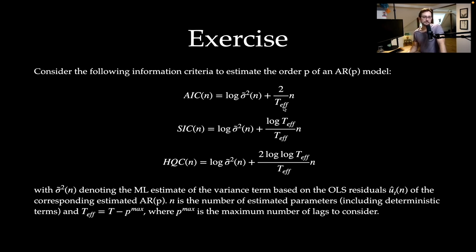Now this T_f is the effective sample size, because we will estimate these models for p equals 1, p equals 2, p equals 3, etc., up to some maximum order that we think is a valid order. So for quarterly data, maybe you would use 8 as a maximum. For monthly data, maybe you would do 24 as a maximum lag order.